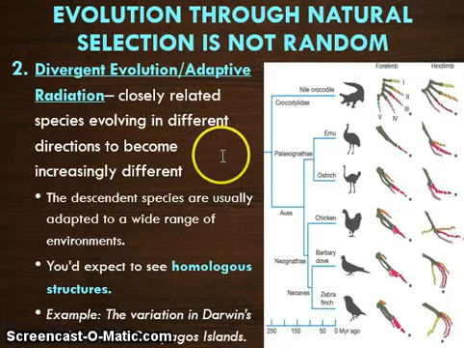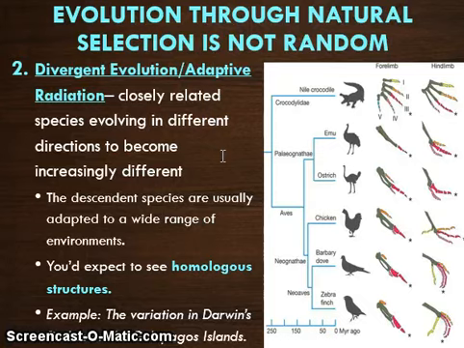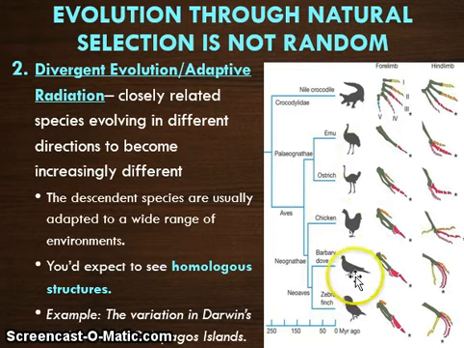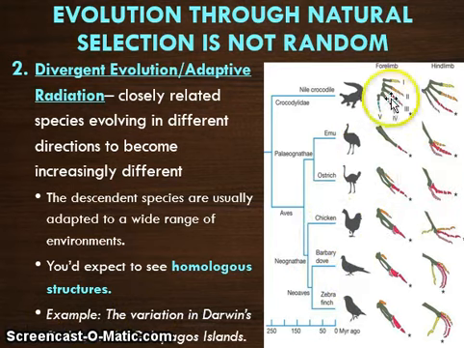Okay, so this is when closely related species evolve in different directions to become increasingly different. And you'd expect to see homologous structures when we're talking about divergent evolution. So think back to what a homologous structure is. You should recall that it's the same structure with different functions. So if we look over here at this cladogram, there are the same bone structures in the crocodile, the emu, the ostrich, the chicken, etc., but they have diverged into different species. Another example of this is the finches on Darwin's Island. That's the classic example of adaptive radiation.